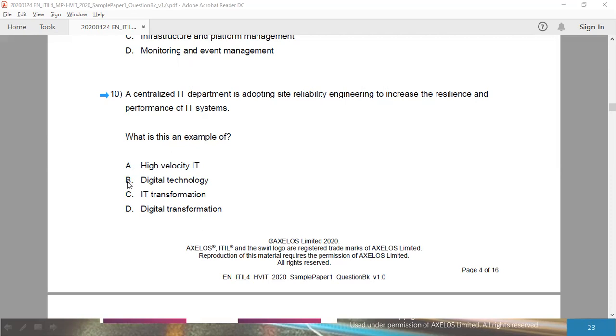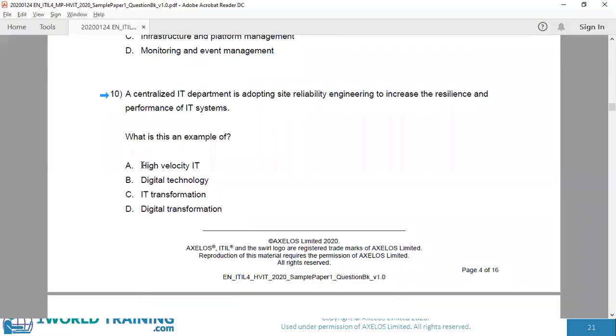is different. SRE is an approach, it's not a technology. The site reliability engineering is an approach which applies a software development mindset to IT operations and helps to bridge the gap between development and operations. Whereas digital technology digitizes something, which means it converts analog to digital. Therefore, this is not digital either. It is more about increasing the resilience and performance of IT systems.